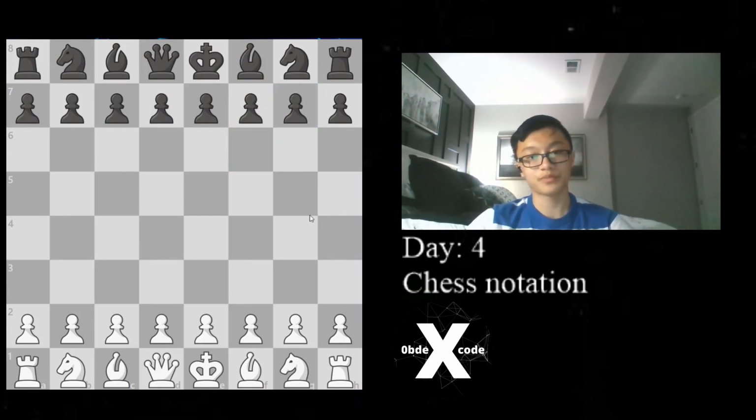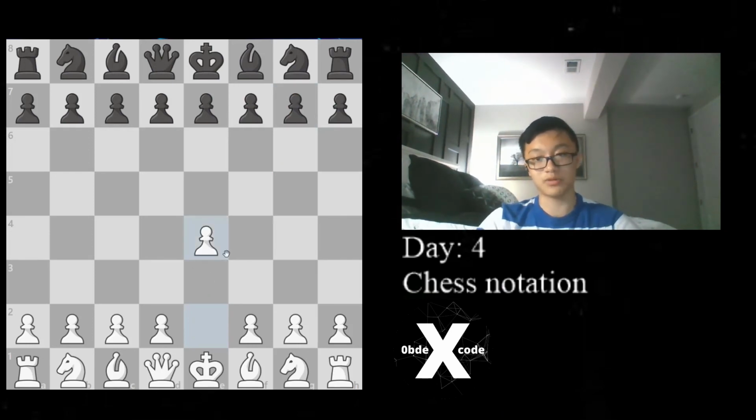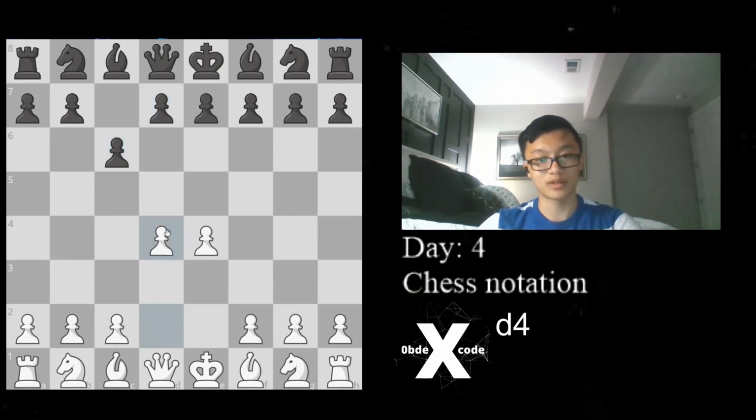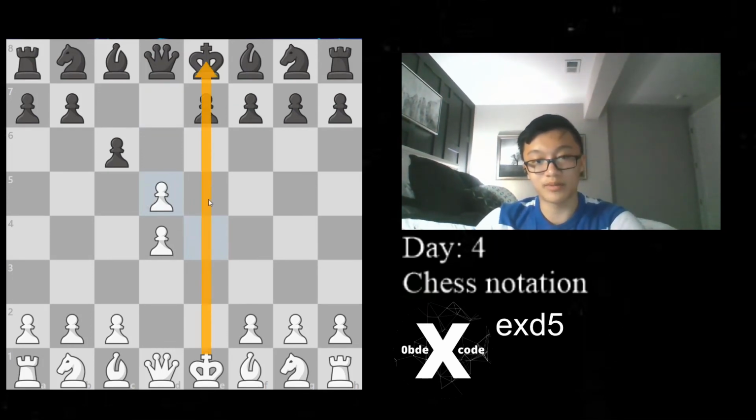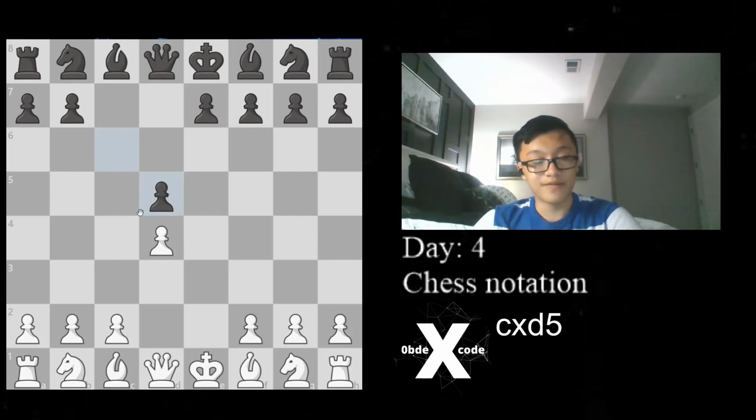So let's do a typical match, but in chess notation. This would be E4, because no label, it's on the E4 square. C6, no label, remember, and it's on the C6 square. D4, same thing, no label, D4 square. D5, same thing. E takes D5, because the pawn originally was on the E file and took on D5. C takes D5, because the pawn was originally on the C file and took on D5.